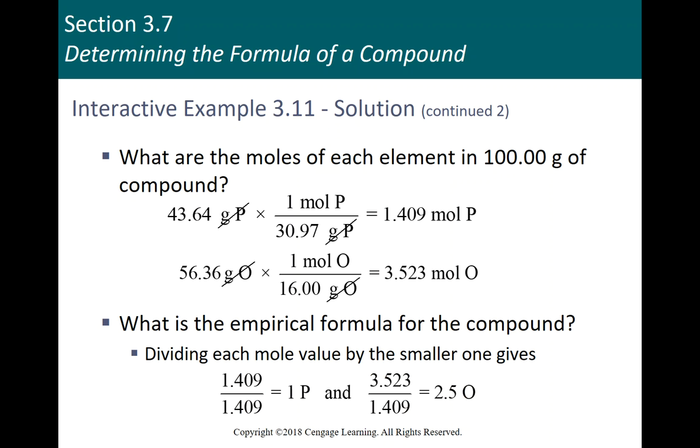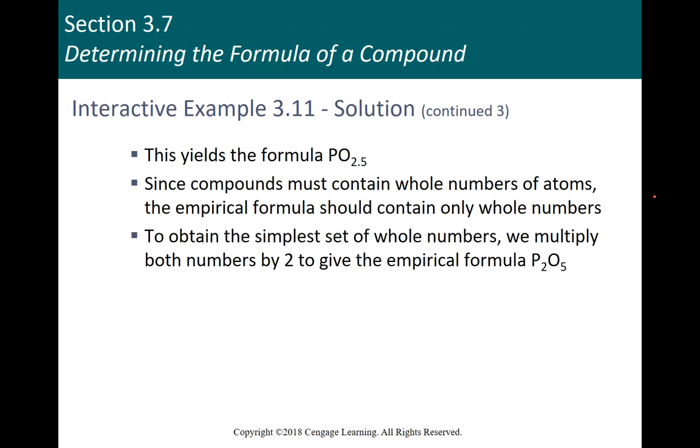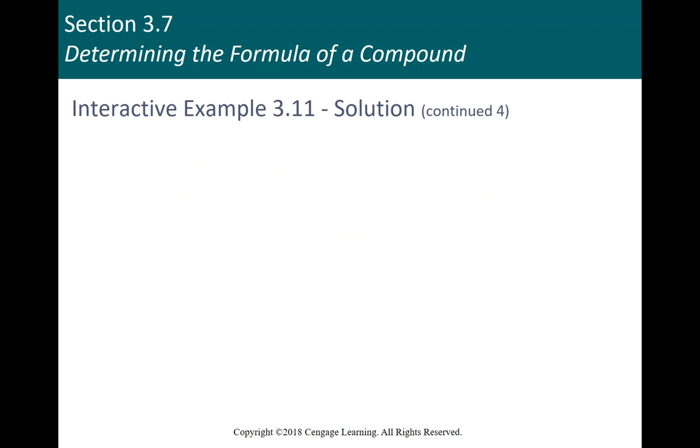Divide each of those by the smaller, so we get 1. The ratio of phosphorus is 1. The ratio of oxygen is 2.5. So if you put that in a formula, you would get P1O2.5. Well, we can't have that formula because we have to have whole numbers as subscripts. And so our formula is actually P2O5. So that is our empirical formula. That's the smallest whole number ratio of where those two nonmetal atoms fit together in this particular compound.